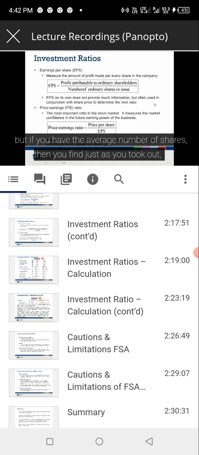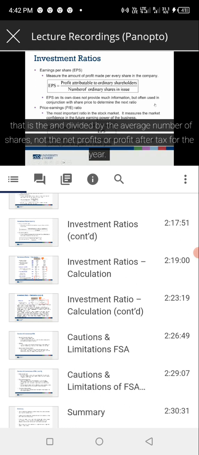Just take the total earnings for the year and divide it by the average number of shares. That is the net profit or profit after tax for the year. Is that okay? Divide by the average number of outstanding shares. And that will give you your EPS.